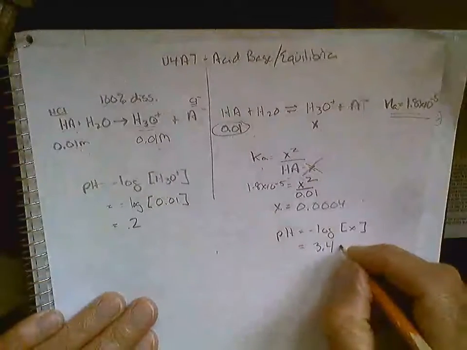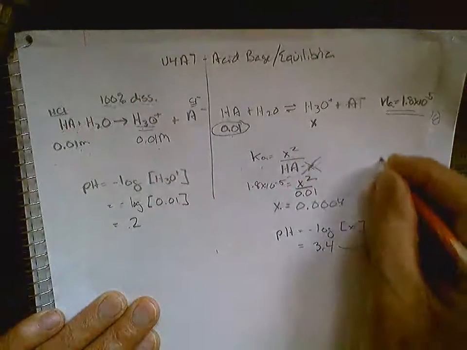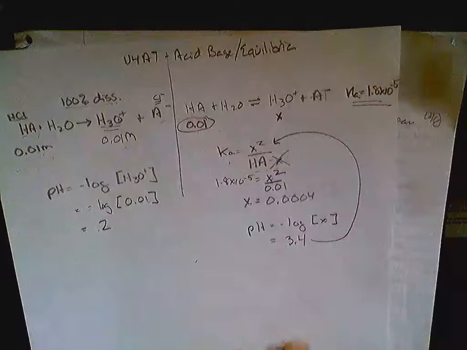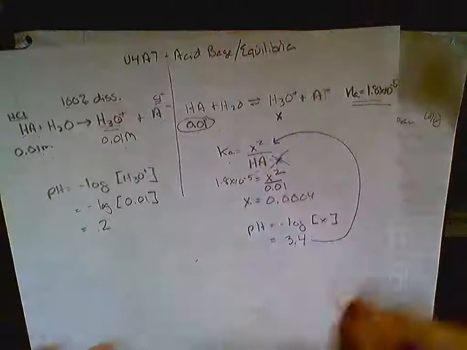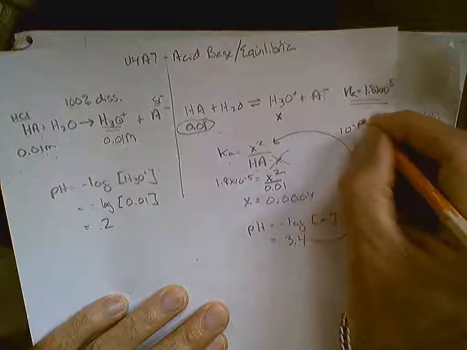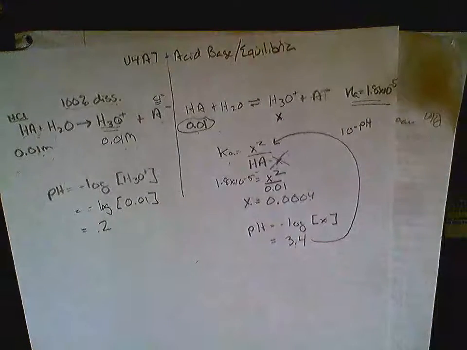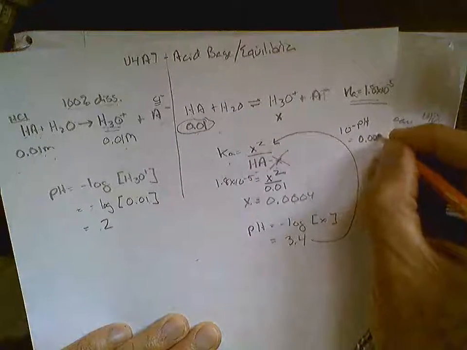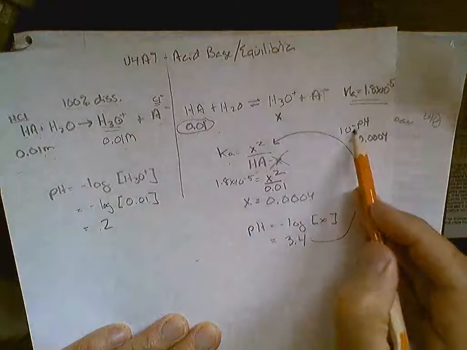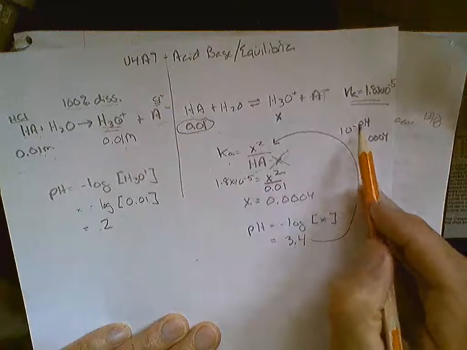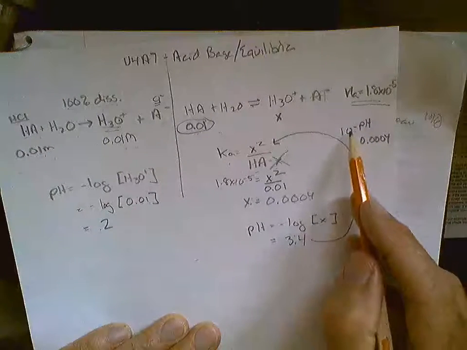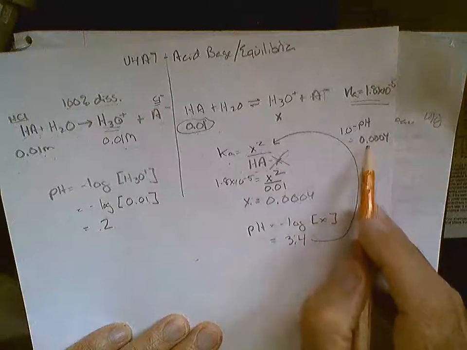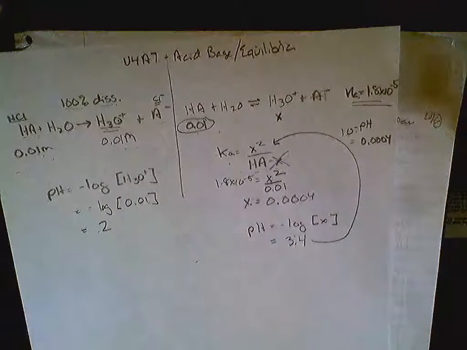Now, let's do another calculation. If they give you the pH in a problem and they tell you to calculate the Ka, what you can do is you can find X. So if you know pH, you can find X. Go 10 to the minus pH to come up with your X value, which 10 to the negative 3.4 would be 0.0004. This formula only works if you put the negative of 3.4 in here. You have to hit the second function button on your calculator, then hit log, then type in negative 3.4 to do that.